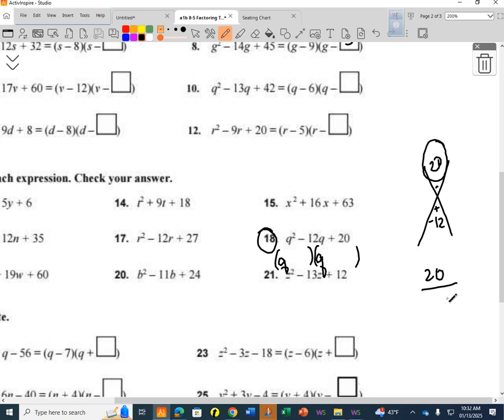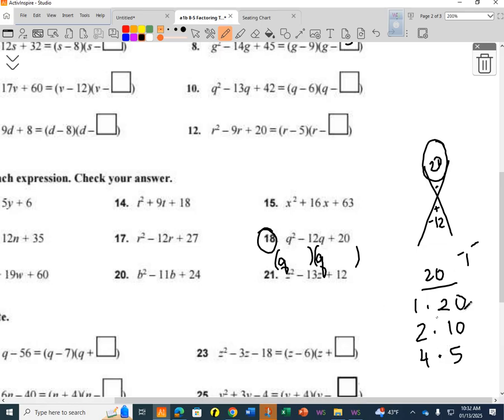So what are the factors of 20? I would start with the first one, 1 and 20. The next one would be 2 and 10. The next pair would be 4 and 5. Now remember, if this is a positive and this is a negative, both of my factors have to be negative, because the only way to get a positive 20 is if I have a negative 1 times a negative 20, a negative 2 times a negative 10, a negative 4 times a negative 5. Does that make sense, Naya?